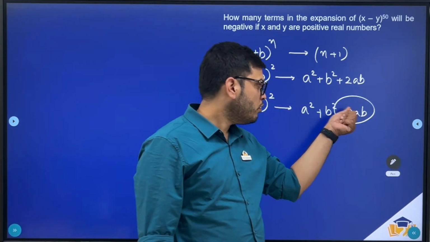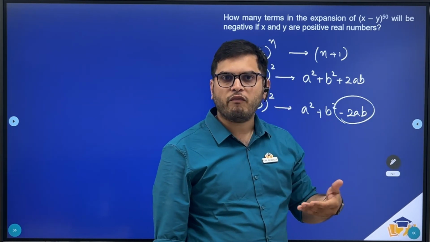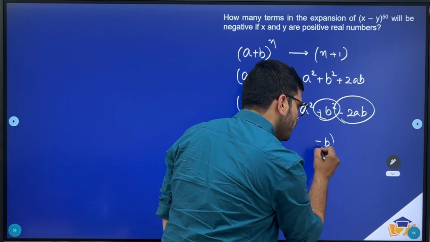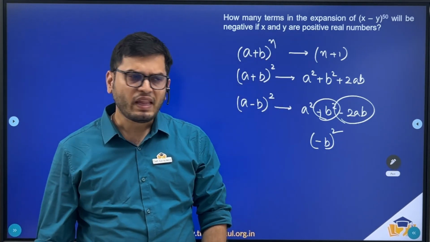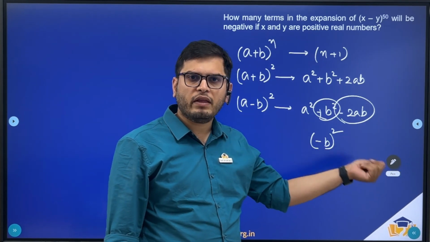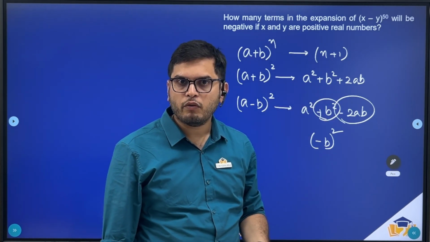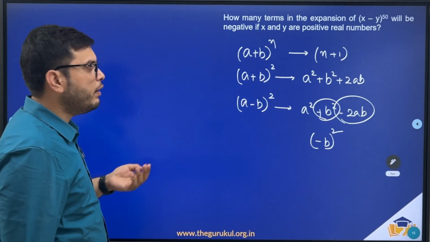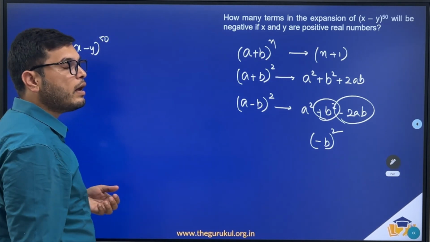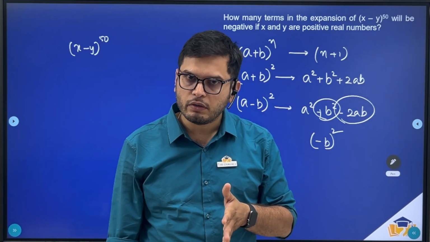Why? Because b is positive, minus b will be negative, (-b) raised to the power 1 will be negative. And if you observe, this is positive because this is (-b) whole square. So when -b is raised to an even power, it ends up with a positive value. When you have -b raised to an odd power, it will be a negative value. So the same logic can be applied here. We are asked to find how many negative terms are there in the expansion of (x - y) whole power 50. So you'll be having 51 terms in total.